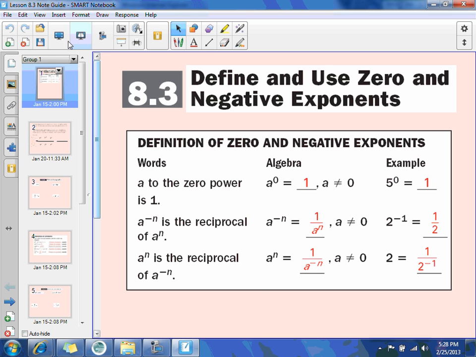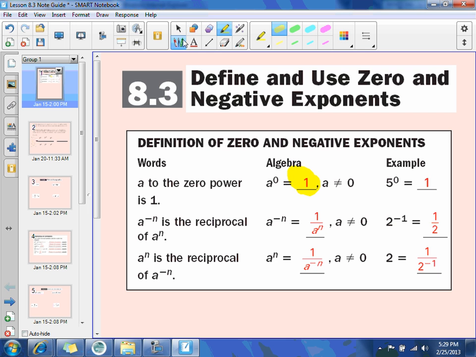Okay, this is 8.3. This is negative and zero exponents. Now stick with me, folks. We can do this. Zero exponents are this easy. Zero exponents equal 1. That's it. Every single time, zero exponents equal 1.